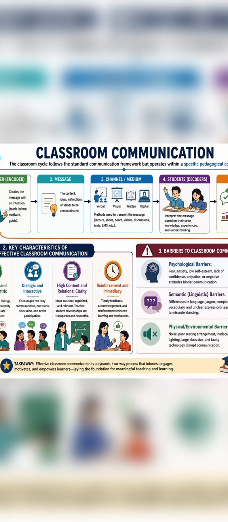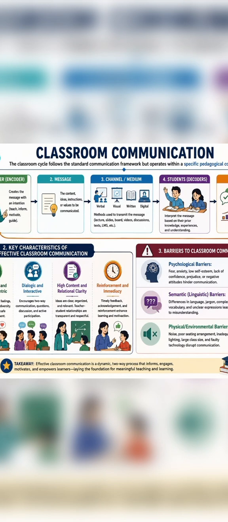Fourth, we have the students, or we can also say the decoders. They listen, read, and interpret the message based on their own prior knowledge, personal experiences, and understanding. Example could be, if I say the word cricket, a sports fan thinks of a bat and ball, while a biology student might think of an insect. We decode based on what we already know.